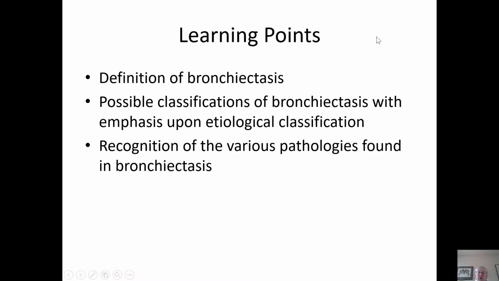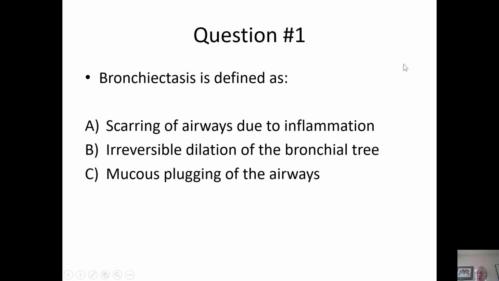So the learning points of this session were firstly to identify the definition of bronchiectasis, the possible classifications with an emphasis upon etiological classification, and recognition of the various pathologies found in bronchiectasis. Here are your questions. Question number 1.